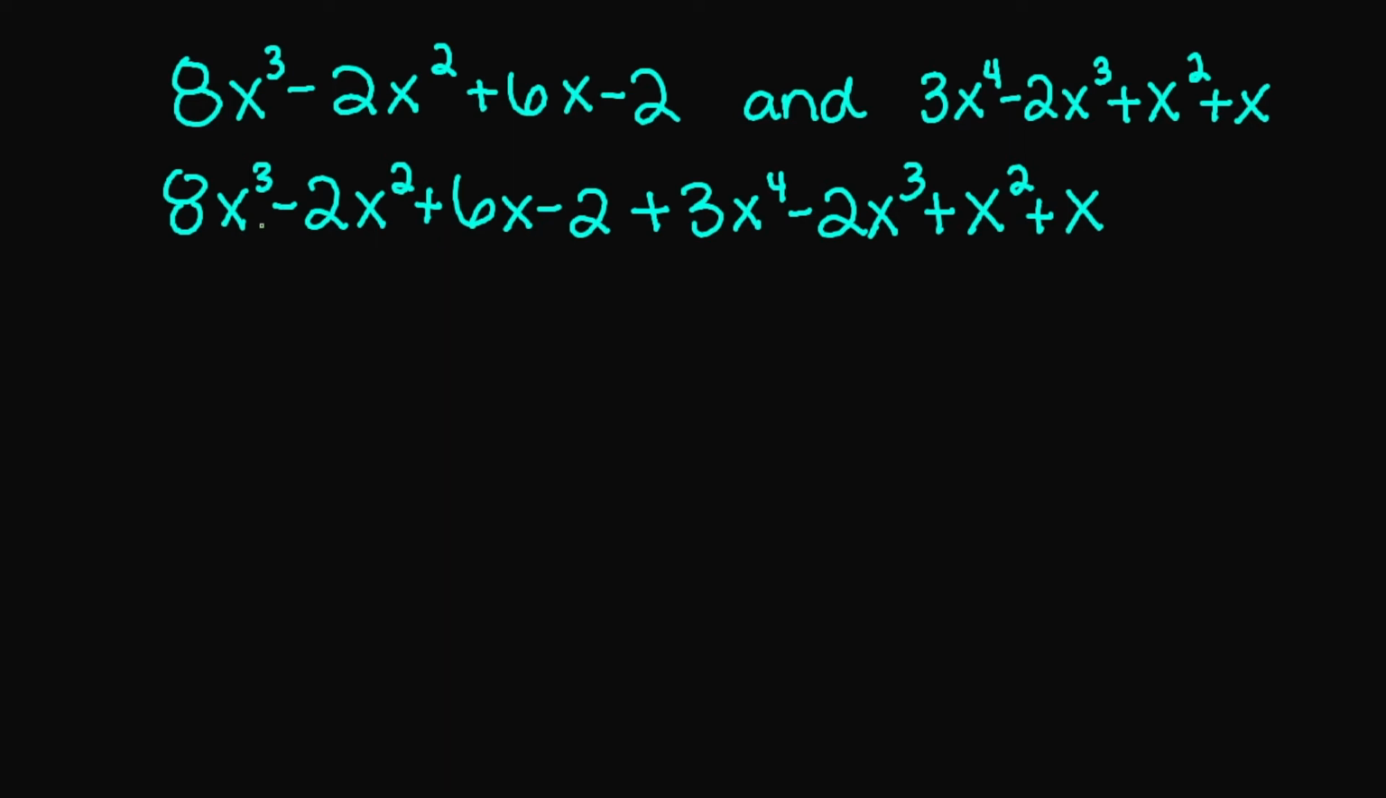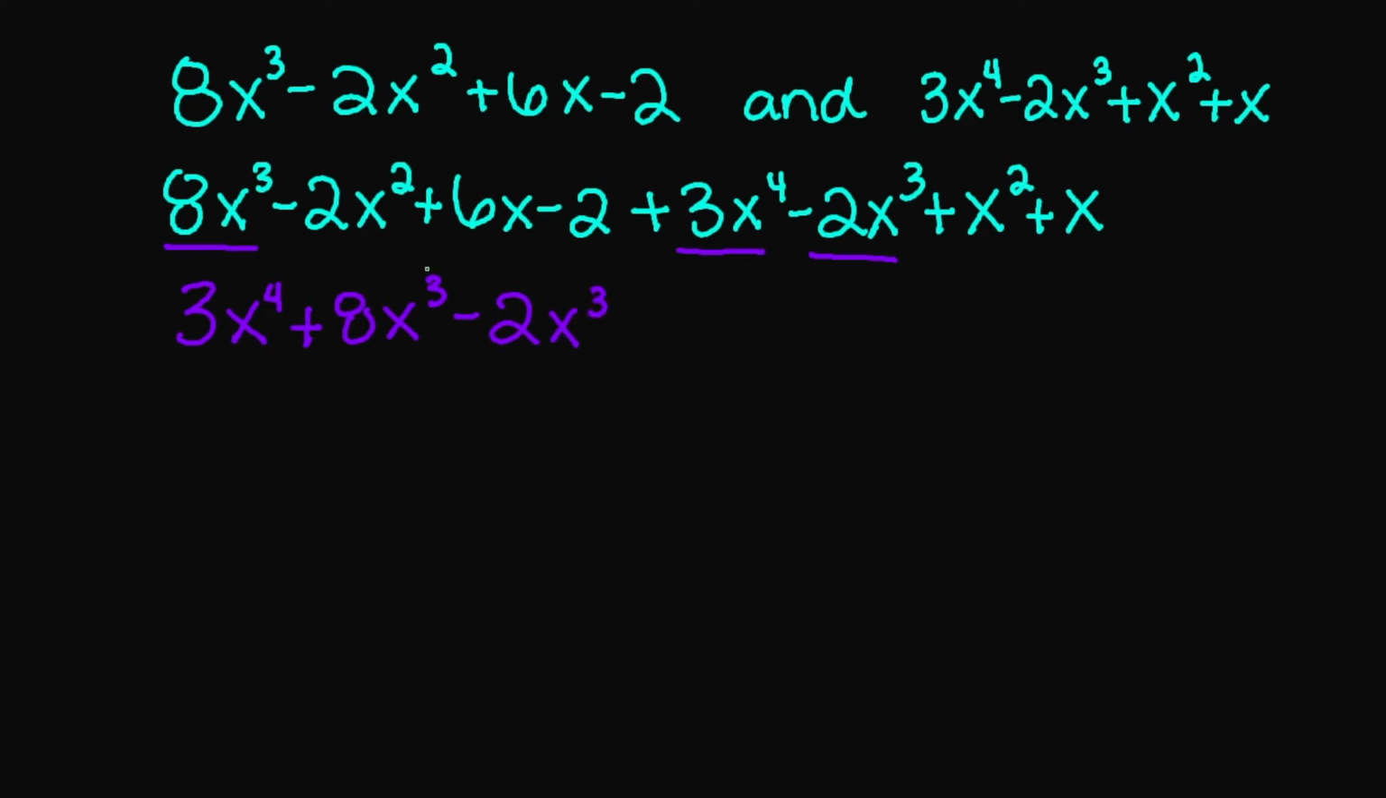Now I'm going to bring my like terms next to each other. So first, let's start with the highest degree. We have x cubed, x squared, x. We have x to the fourth here. So I'm going to start with 3x to the fourth. Let's write that first. Next, we have x cubed here and x cubed here. So I'm going to write plus 8x cubed minus 2x cubed.